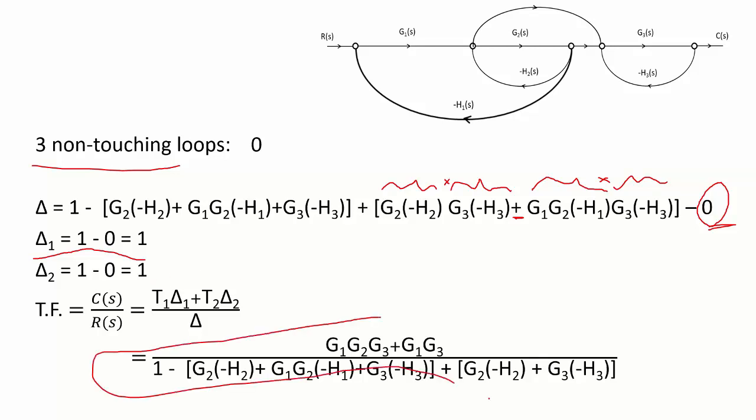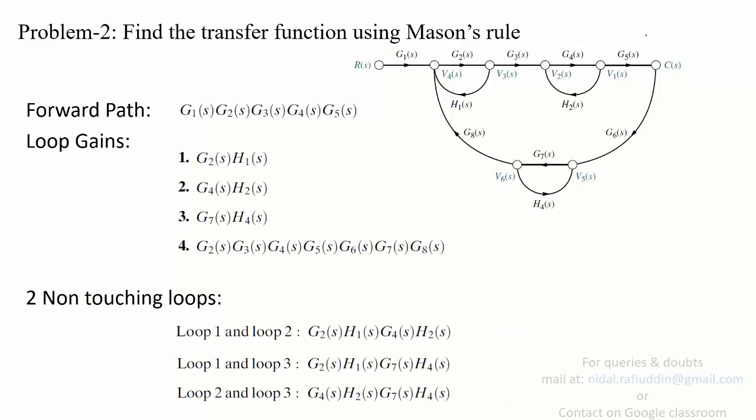So I guess this makes clear to all. And suppose that you're given another example. Applying Mason's gain formula, you are required to find the transfer function of this particular system. In this case, you see that there's only one forward path. There is no other forward path present. So that is G1, G2, G3, G4, G5. This is the first forward path.